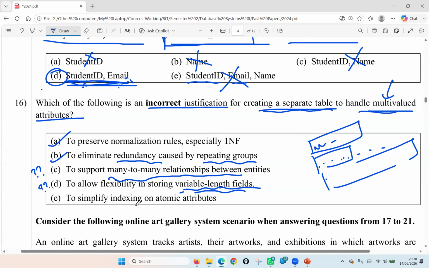To simplify indexing on atomic attributes. If you put it in another table, you can create an index to speed up retrieval. When you have multi-values, you can't create indexes. So that is also indirectly correct.